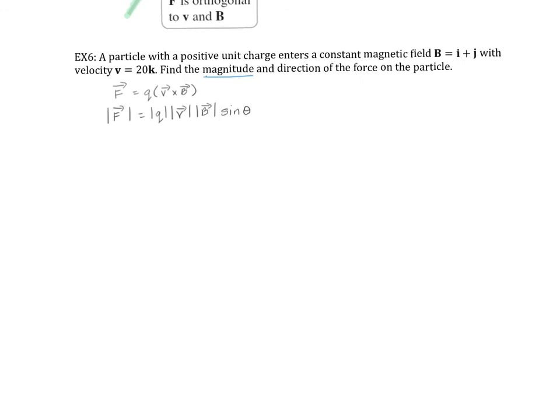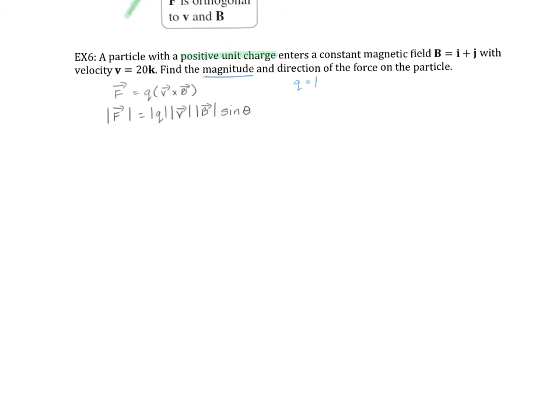Well, first of all, what is Q? So let's look back at our problem. It says a particle, Q is our charge, right? So this particle has a positive unit charge. So when we say unit, unit is 1. So we have positive 1 charge. That tells me that Q is equal to 1. So I know what Q is.